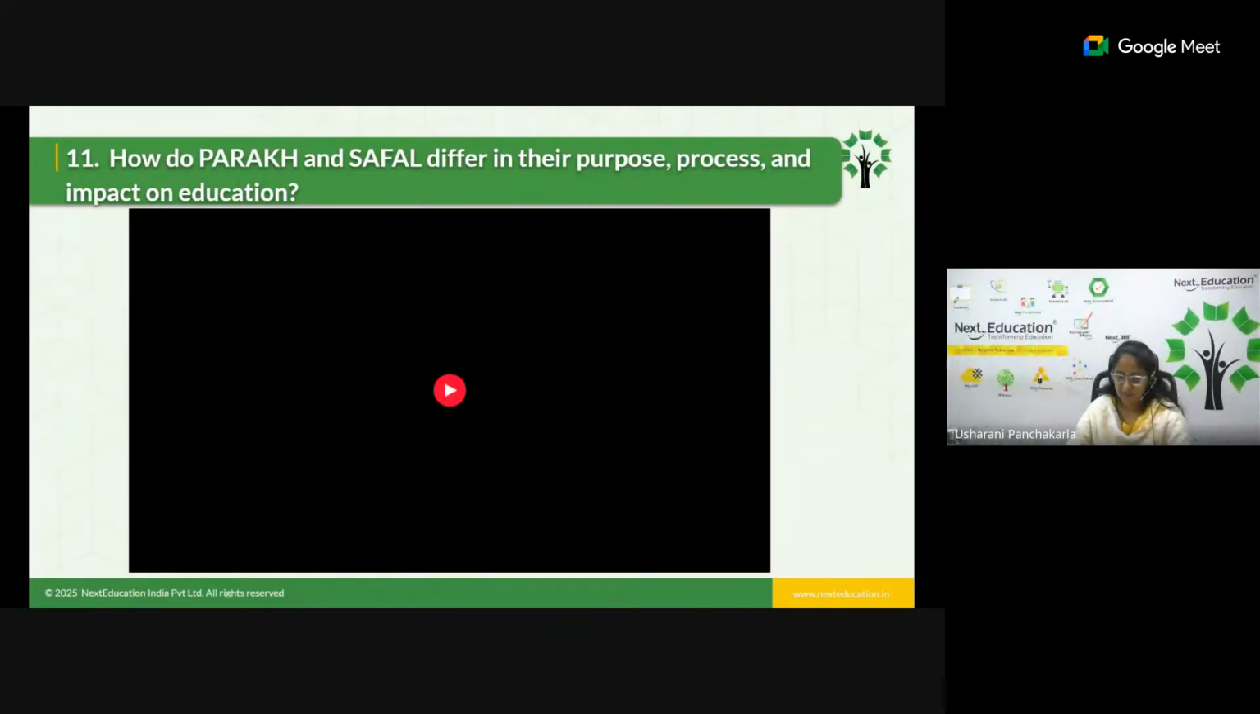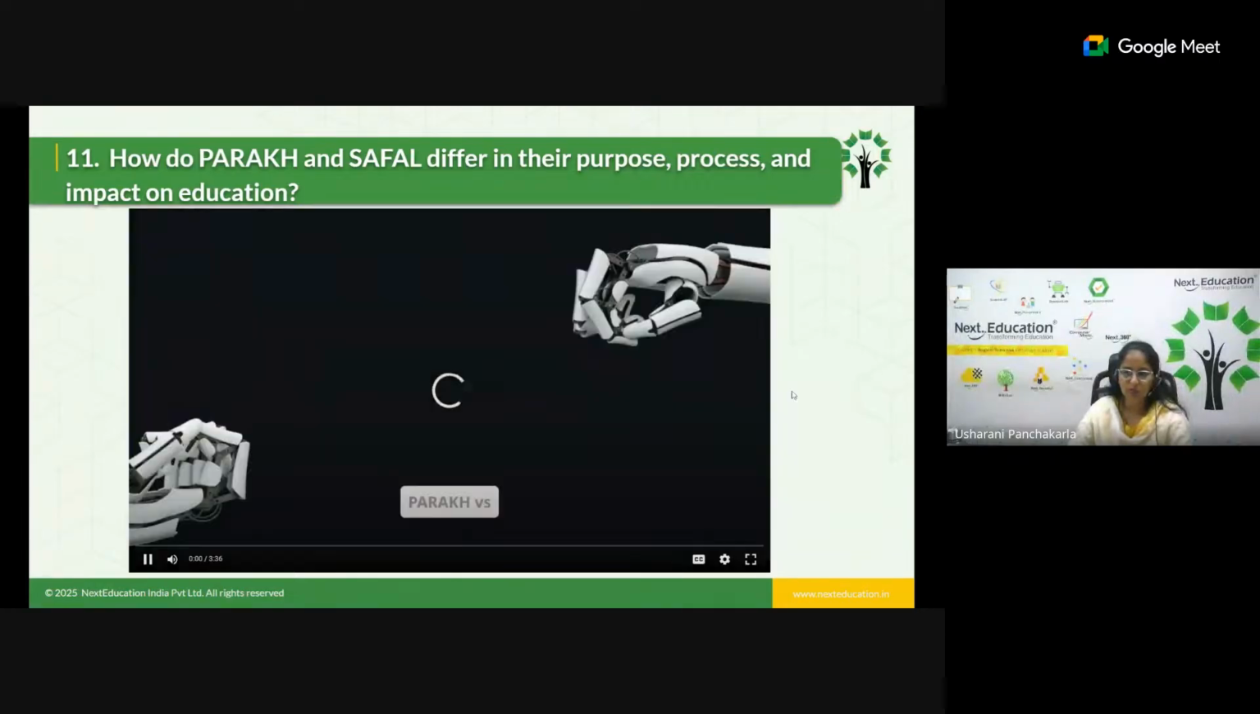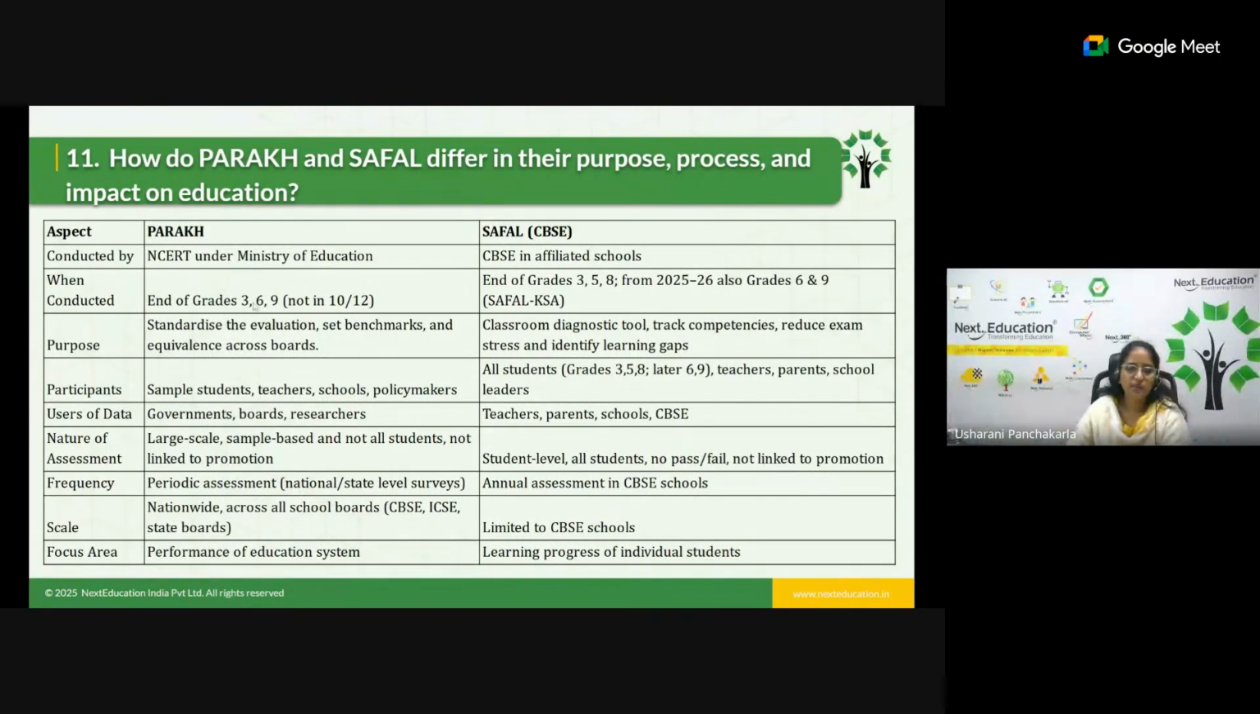So I hope it is very clear with respect to the video, right? I'm just giving the differences here in cut short. PARAKH is conducted by the NCERT under the Ministry of Education, and SAFAL is only conducted in CBSE and affiliated schools. When conducted: PARAKH at the end of grades 3, 6, 9, not in 10th or 12th. SAFAL at the end of grades 3, 5, 8, and from 2025-26, that is this year, we are even conducting in grades 6 and 9, that is SAFAL KSA, key stage assessment.